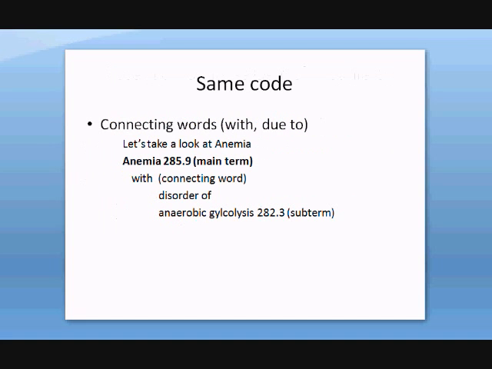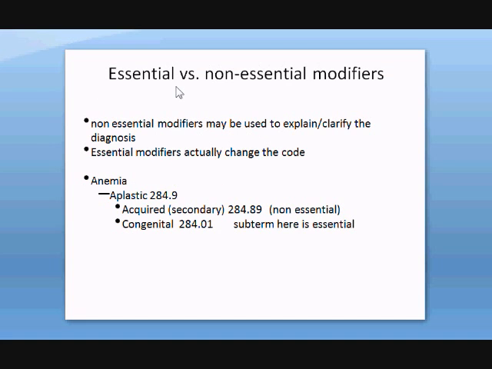Just like you have the connecting terms, you also have what is referred to as essential and non-essential modifiers. Non-essential modifiers are there to give you further explanation. They can give you additional items to look at, or they may just be there because it's another term used to describe the same scenario. Whereas essential modifiers actually will change the definition or will change the meaning of whatever it is that you're looking at.